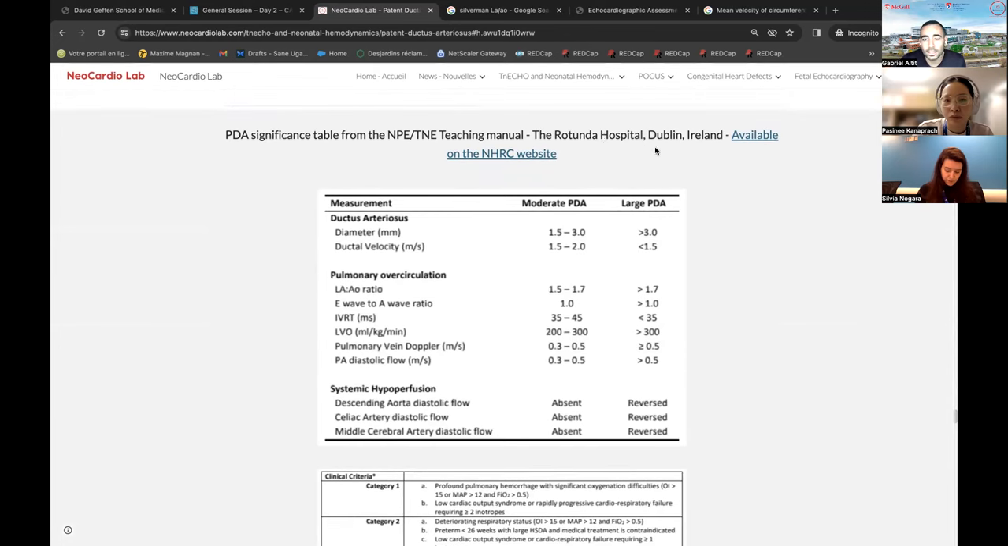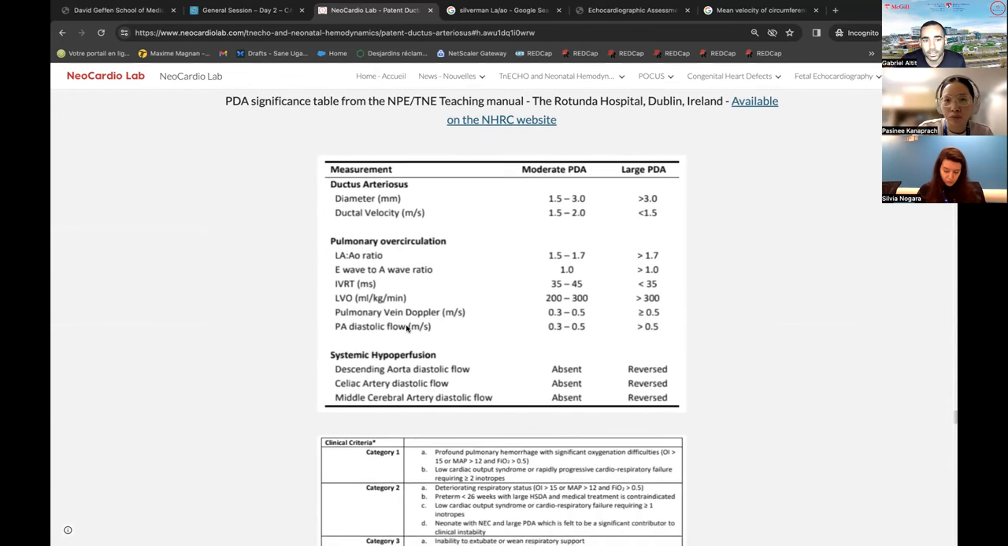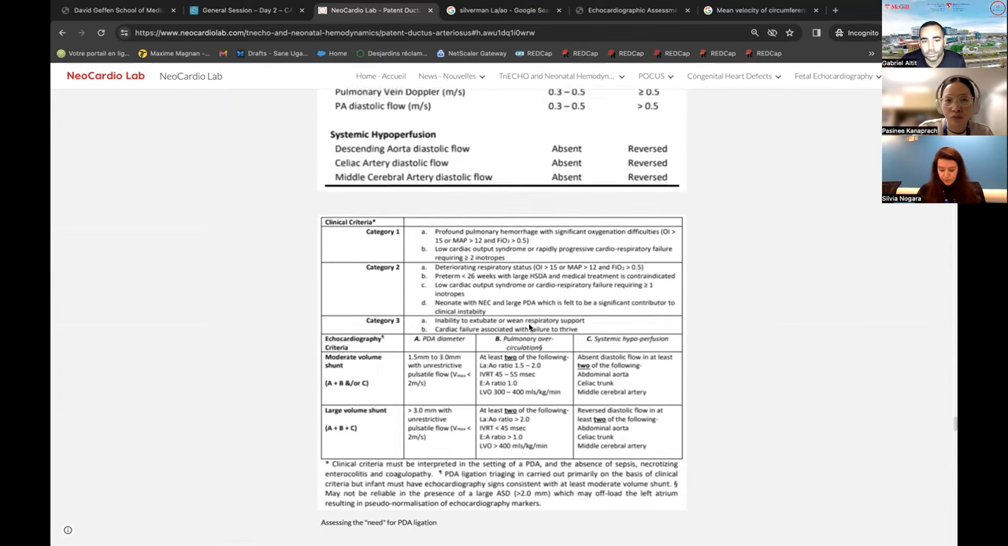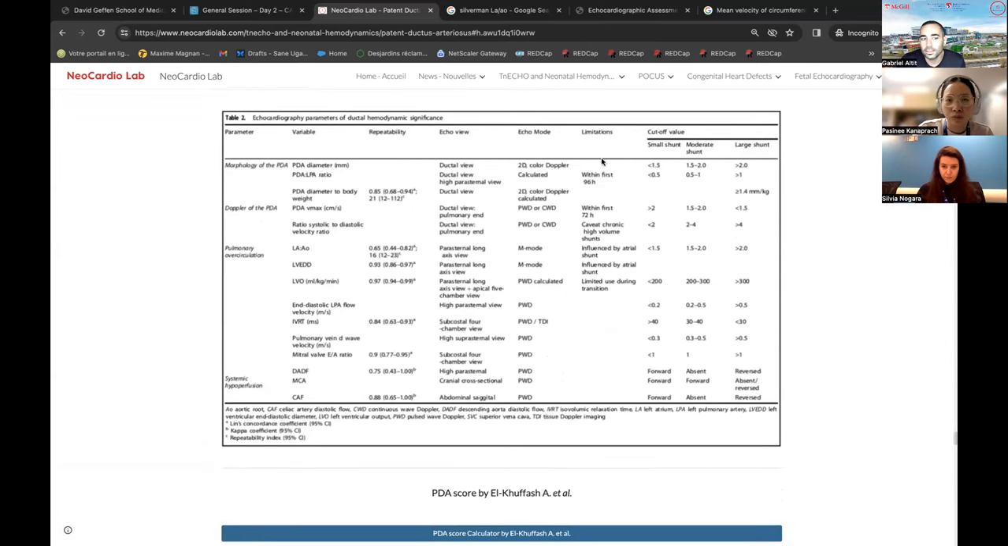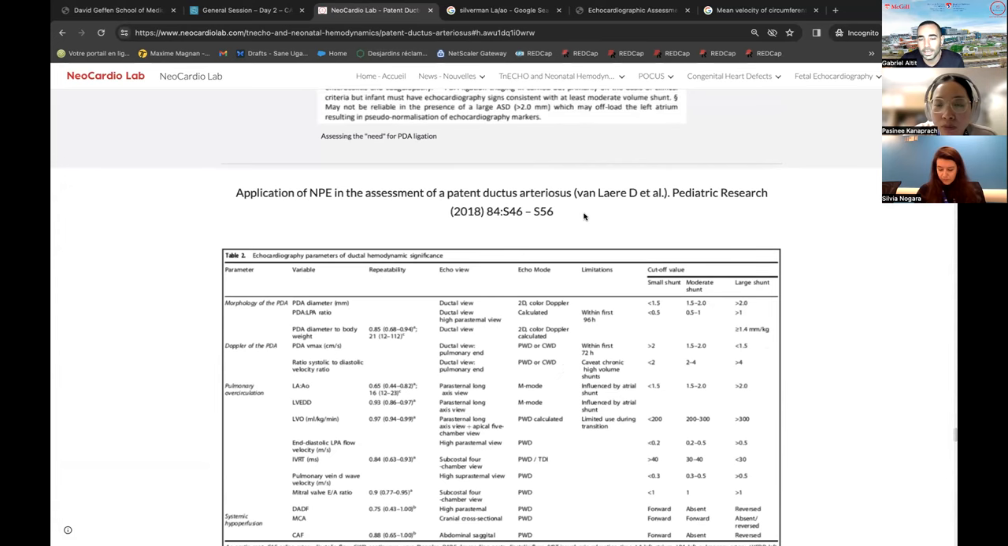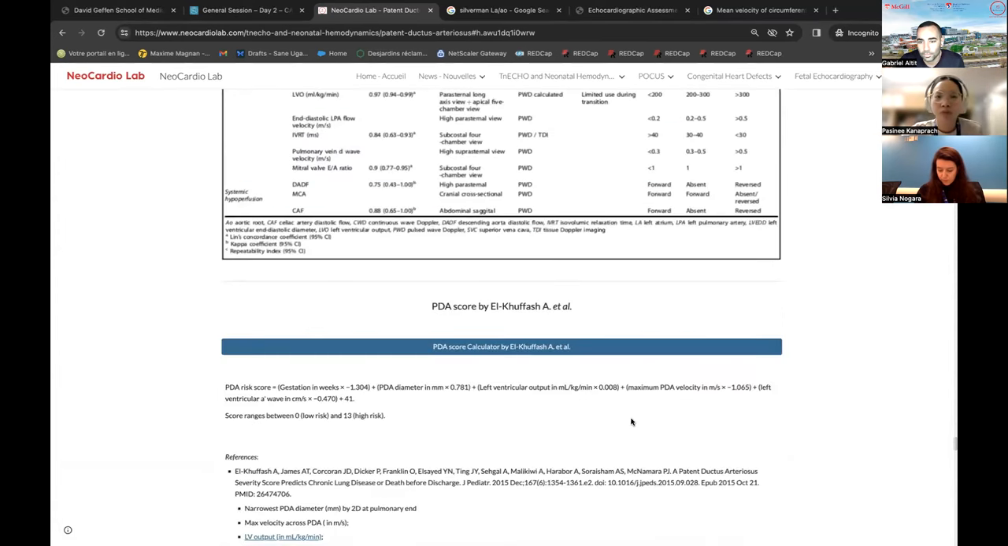So that's another one, from the Rotunda manual, where you can see they look at pulmonary vein Doppler. And they also classify the pulmonary vein Doppler. So there's a different classification scheme based on the different assumptions, and you can try to read on them to see what they are trying to measure. So that's another example, pulmonary vein D wave velocity in meters per second. And they also get these cutoff values. That's from another article, where the reference is here.